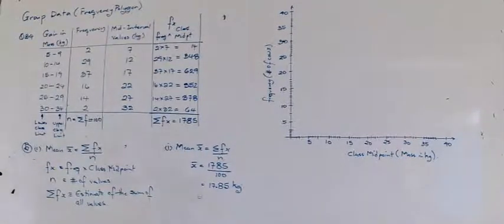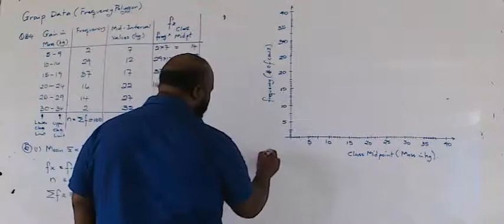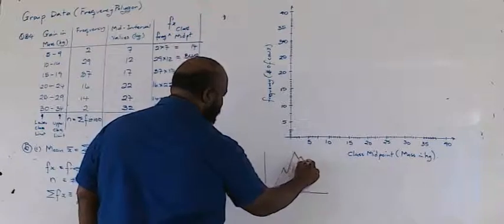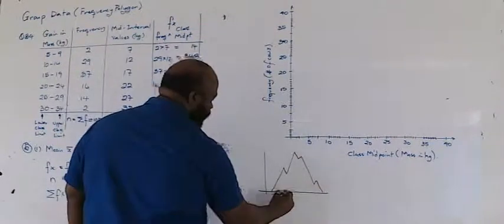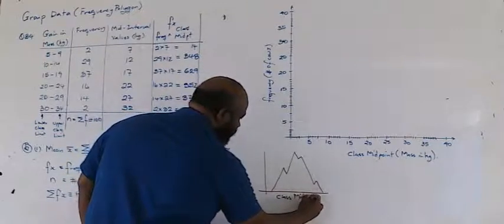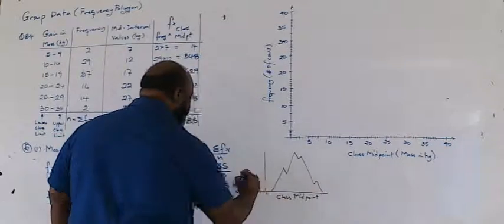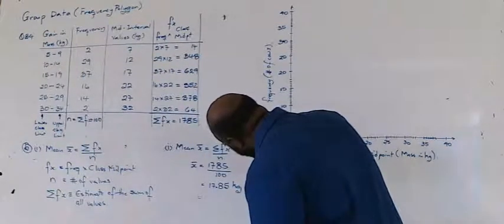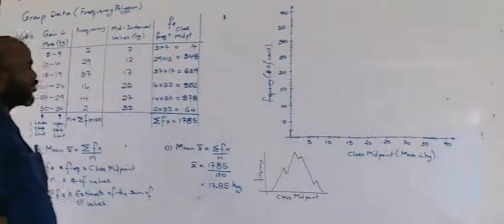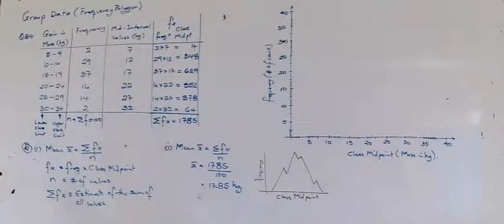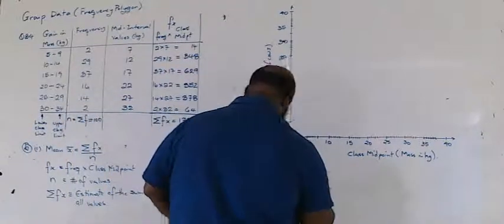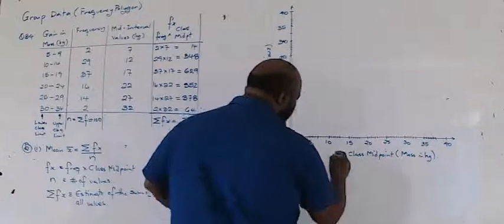Alright, so the two things we need to draw are the frequency polygon. Your frequency polygon is going to look something like this. And down here is the class midpoint. And over here is the frequency. Alright. So those are the two things you need to draw your graph. While you prepare your graph sheet, I'm going to tell you some more things.